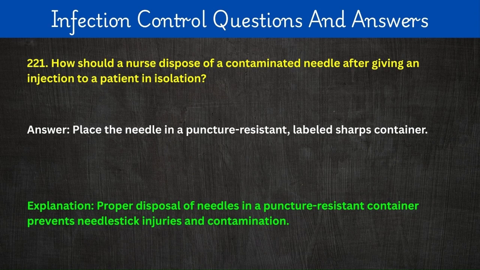221. How should a nurse dispose of a contaminated needle after giving an injection to a patient in isolation? Answer: place the needle in a puncture-resistant, labeled sharps container. Explanation: proper disposal of needles in a puncture-resistant container prevents needle stick injuries and contamination.